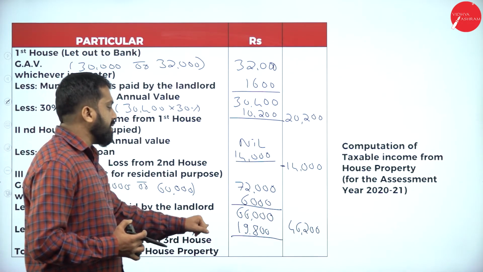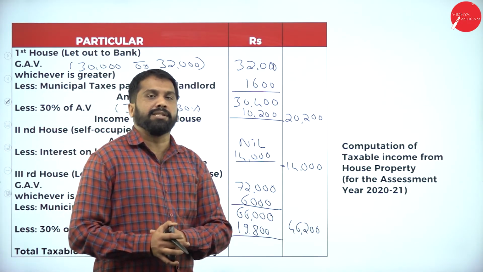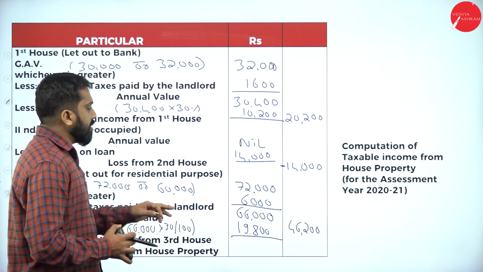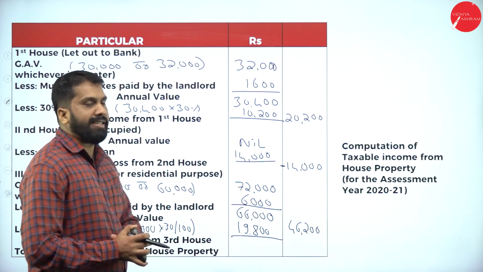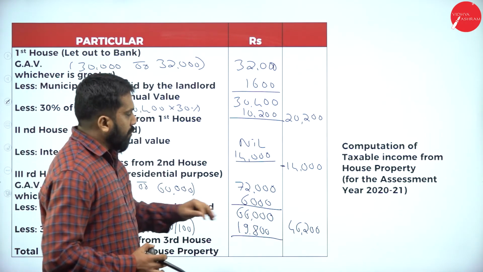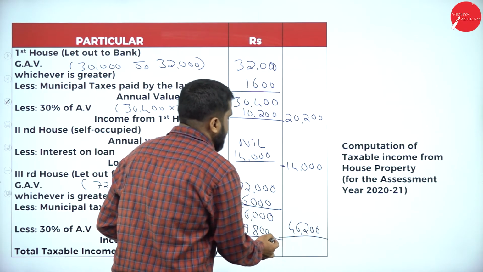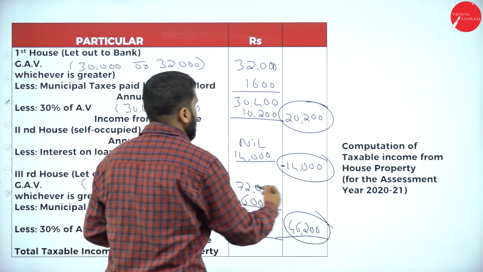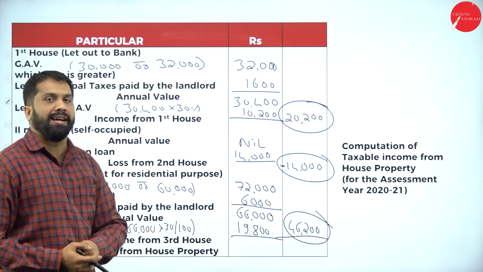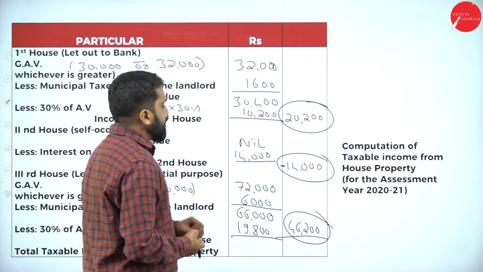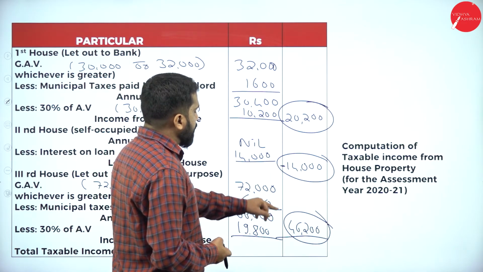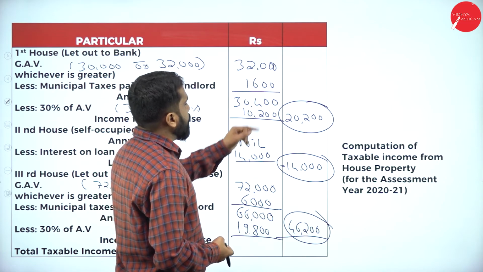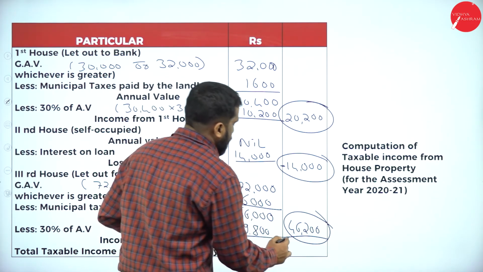You got 19,800. So, 66,000 minus 19,800, you will get 46,200. Now, once you're done with this, we have to check. This is a minus value. This is positive. This is again positive. What is your answer? Now, as per this, we got around 32,200, and it will be 52,400.